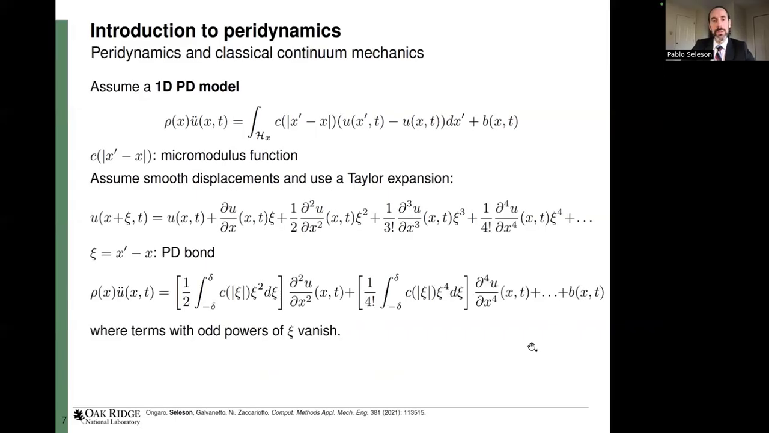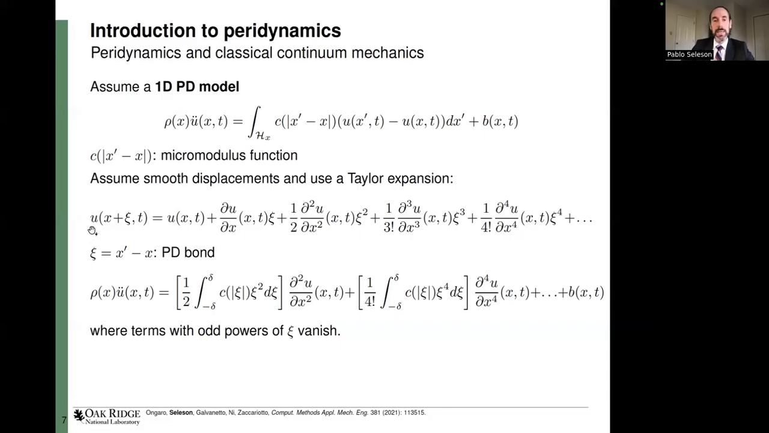Now let's look into some examples. This is a one-dimensional Peridynamic model. It's a linear model, so we have C as a function of the bond, x prime minus x, which is what we call the micromodulus function, and this multiplies the relative displacement, which is the displacement at x prime, t minus the displacement at x, t. Now, if we assume a smooth displacement, we can use Taylor expansions.